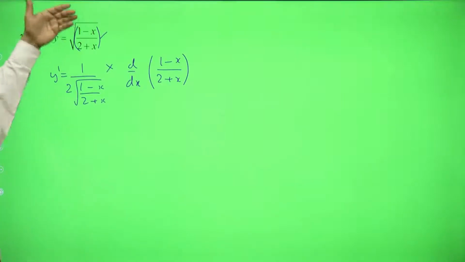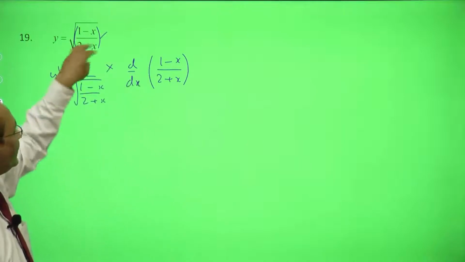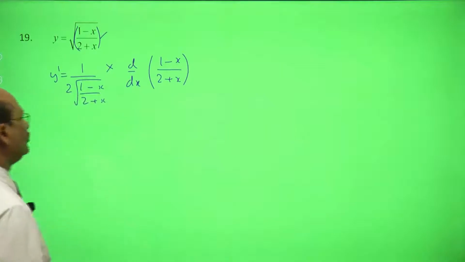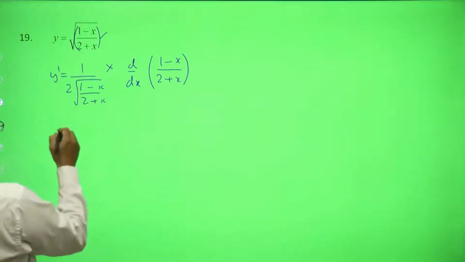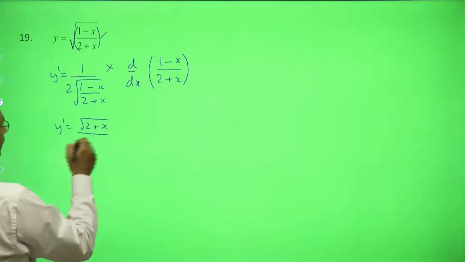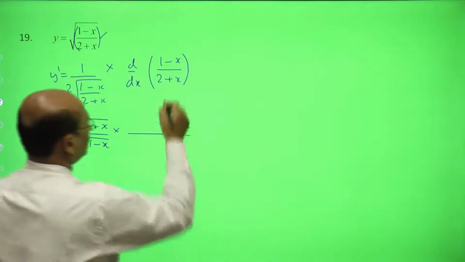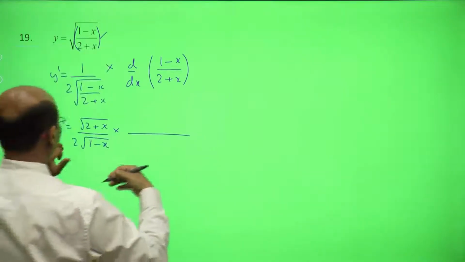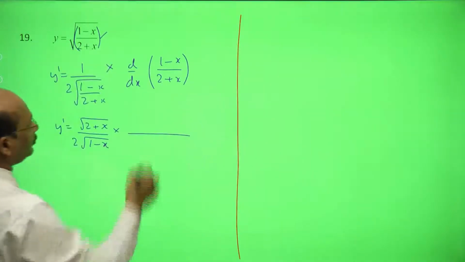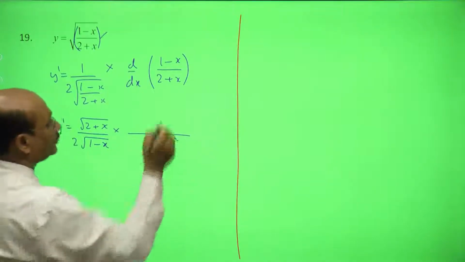First the root's derivative: root of something is 1 upon 2 root of that thing, and immediately the derivative of the inside function, 1 minus x upon 2 plus x. Keep in mind always. Now once you do it, let us do this. I think you can shift this up here. So y dash is square root of 2 plus x upon 2 root 1 minus x, into. Now what I am going to do here, please pay attention, in this case I will use the u by v rule, v square. Now pay attention, v.